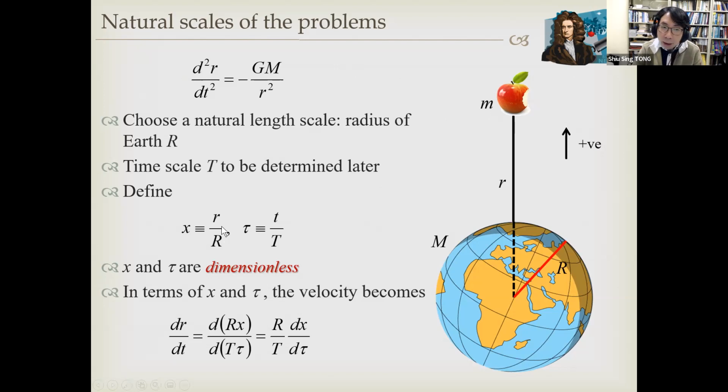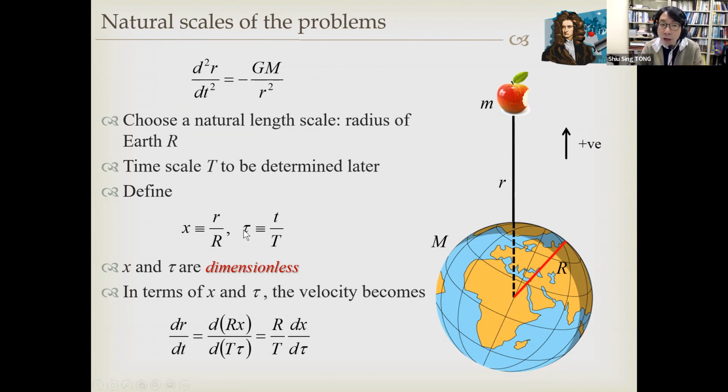So if x is equal to 1, that means small r is equal to big R. The apple is on the surface of the Earth. If I say x is equal to 2, that means small r is equal to 2 big R, and the apple is now situated at twice the radius of the Earth from the Earth center. Okay, so that is what this x means.